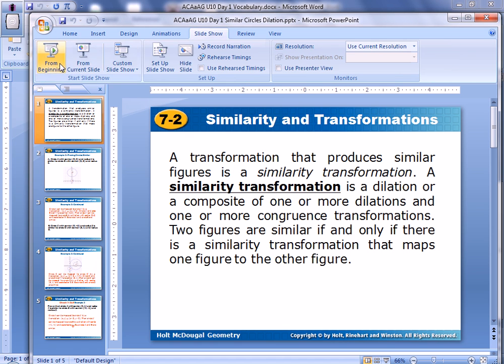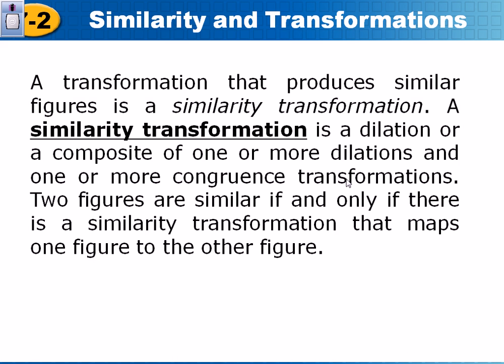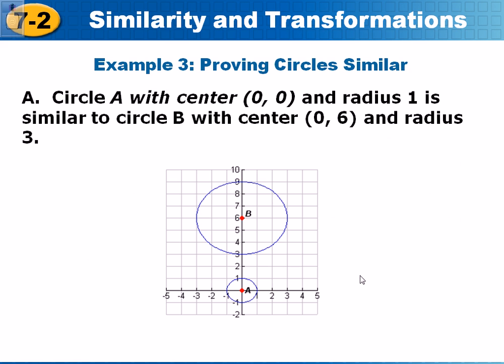A combination of a dilation with a translation. Those would prove that they are similar. So here we have two circles. This one's at the center. It has a radius of 1. The other one, its center is at (0, 6), and it has a radius of 3.